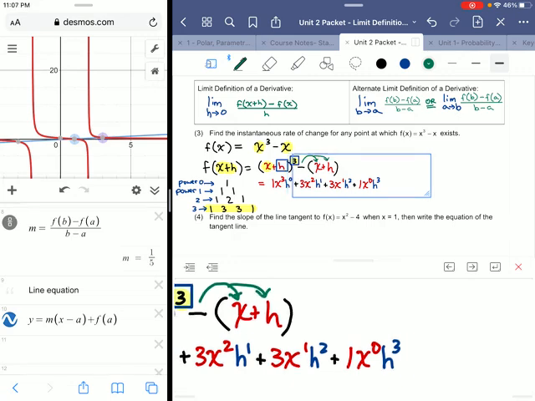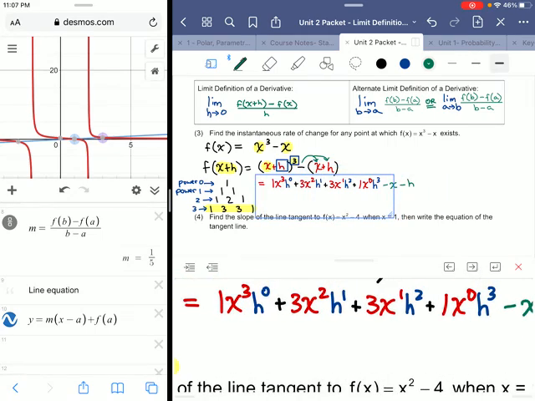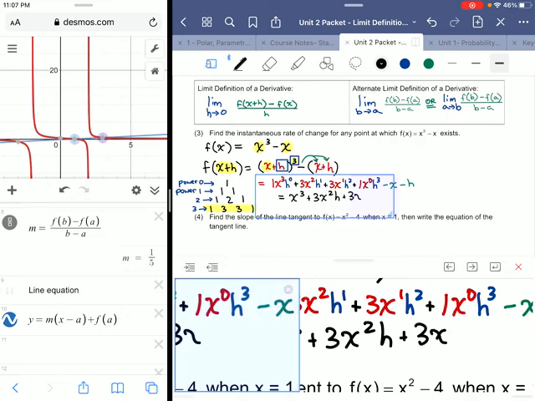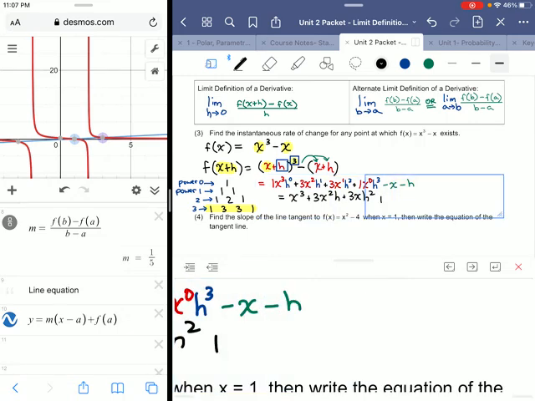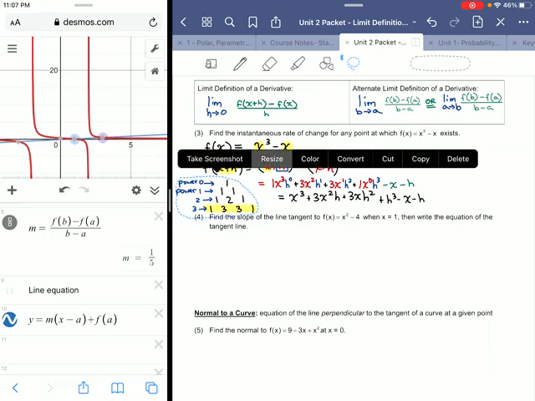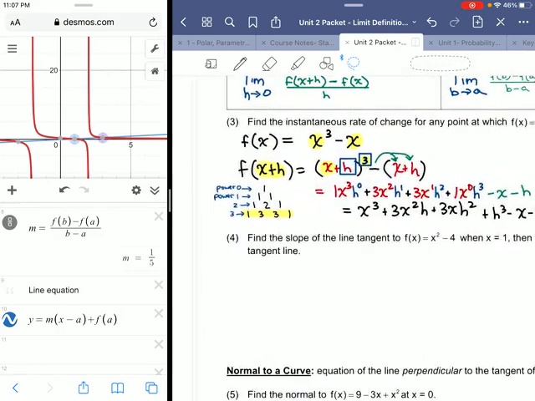Little distributive property. So minus x minus h. All right, so cleaning this up, I would have x cubed plus 3x squared h plus 3xh squared plus h cubed minus x minus h. All right, all of that, as alarming as that might seem, all of that is the f of x plus h part of this difference quotient.